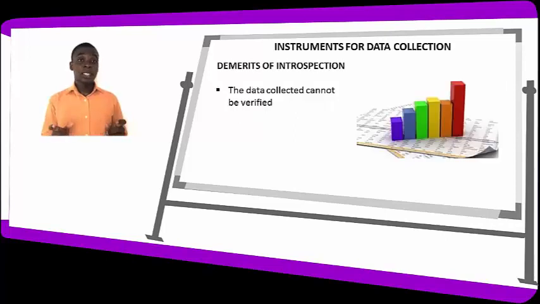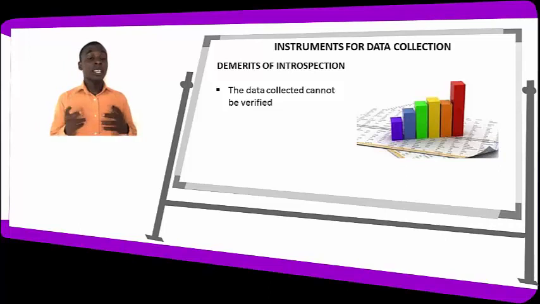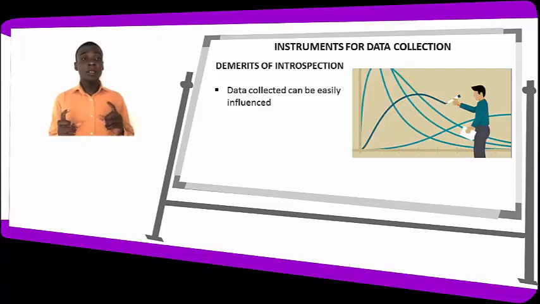And number 2, the data collected cannot be verified. You can't verify the data you collect in introspection method. Then number 3, data collected can be easily influenced. You are using your mind to understand what's going on, but what if you are not in the right state of mind at that time? Your information could be very wrong.